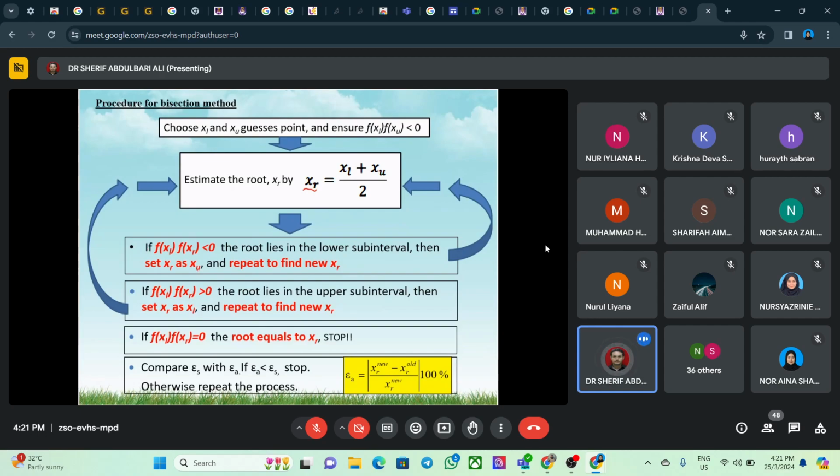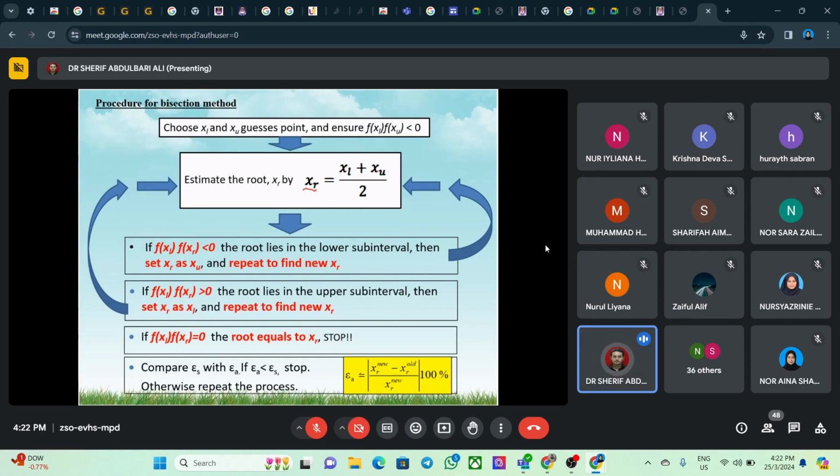Then you are going to repeat the same steps again by having a new value of XR in the middle. Then you're going to check again. If the function of X lower times the function of XR is greater than 0, then for the next iteration, X lower is going to take the value of XR and you are going to repeat. For how long are you going to repeat these steps? You are going to repeat these steps till the approximate percentage relative error is less than the tolerance value that is going to be given in the question.